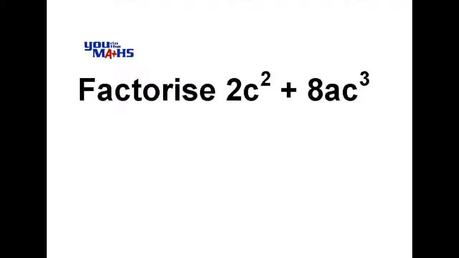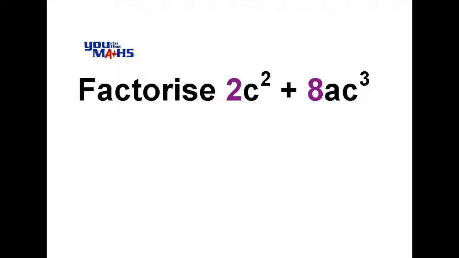When factorising an expression like this, what we aim to do is look for a common factor, and the best thing to do would be to consider the numbers separately to the letters. We'll start by looking at the 2 and the 8. Now, a common factor for both of those is 2. 2 goes into both 2 and 8, and it's the highest common factor.